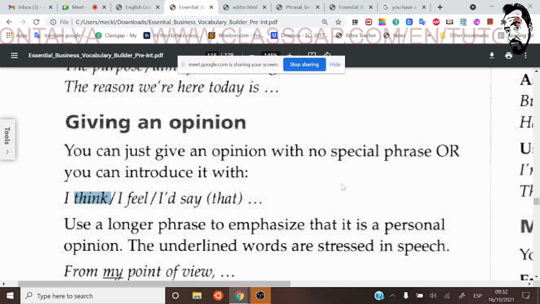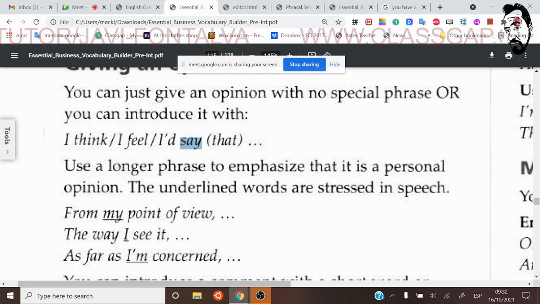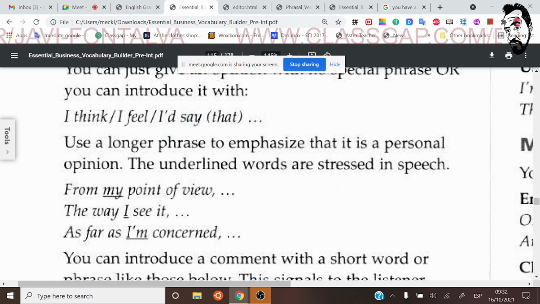Okay, so expression to give your opinion. There are many ways. Typical one, I think, creo, I think, or I feel. It's exactly the same. Or I'd say that. Yeah, you give your opinion. Some more longer phrases. Basically the same. From my point of view. Desde mi punto de vista. Blah, blah, blah. From my point of view.